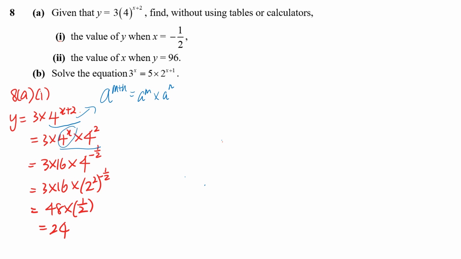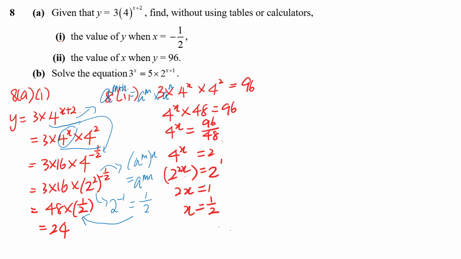This guy here, this will become this. So 4 squared is just 16. So 3 times 16 times 4 to the power negative half. Right, and 4 you can write it as 2 squared. Here you can apply this rule. Okay, 2 times negative 1 will be negative 1. Sorry, 2 times negative 1 will be negative half. So this is to the power negative 1, which gives you half. That's how we get it here. So that is 8A part 1.